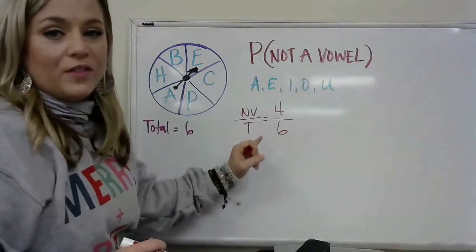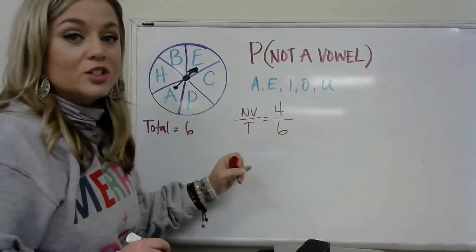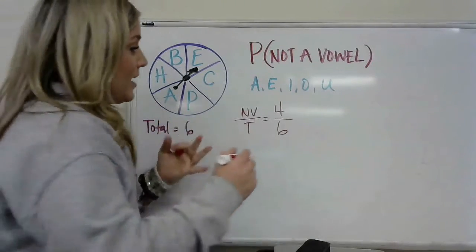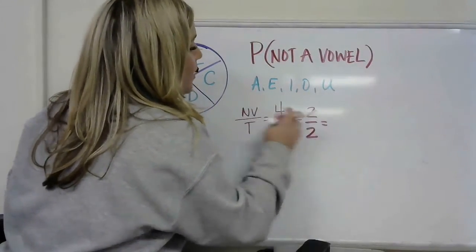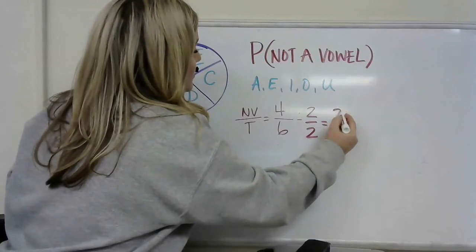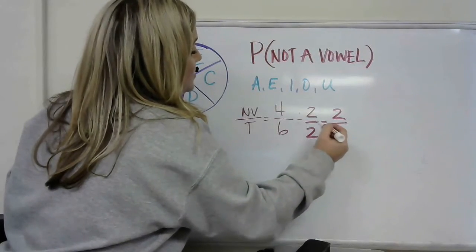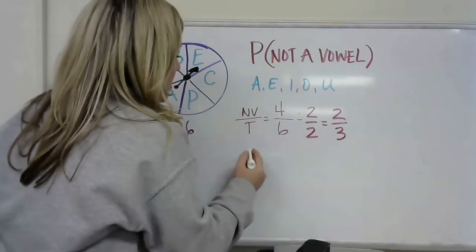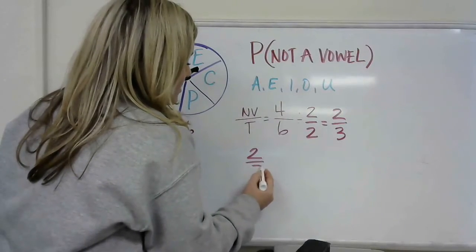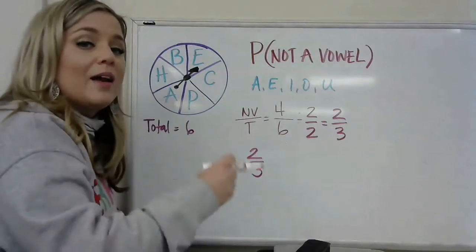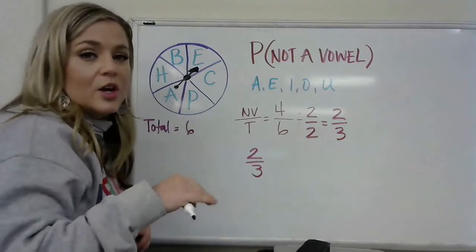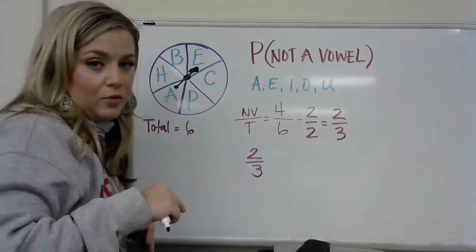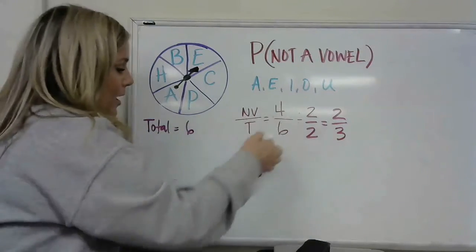There's something wrong with this. It can get smaller, so I need to simplify, aka reduce. I'm going to divide them by 2 because 2 will go into both. 4 divided by 2 is 2, and 6 divided by 2 is 3. So the probability would be 2/3. 2 out of 3 chances. You had 2 out of 3 chances. So you're not going to read it as 2/3. You're going to read it as 2 out of 3. Or 4 out of 6.